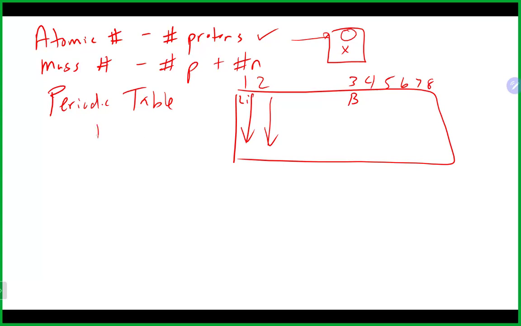Periods go left to right on the periodic table, and there are 7 periods on the periodic table, heading in that direction.